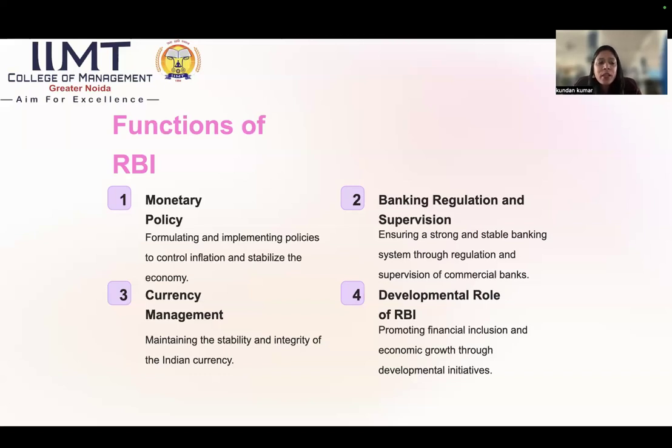Third one is currency management. RBI maintains the stability and integrity of the Indian currency. RBI is responsible for providing the public with an adequate amount of currency notes and coins and maintaining their quality. Also, it is in charge of issuing and exchanging coins and currency. Fourth one is the developmental role of RBI. RBI promotes financial inclusion and economic growth through developmental initiatives. The RBI supports and enhances the country's developmental efforts.